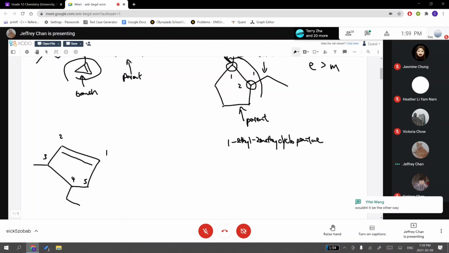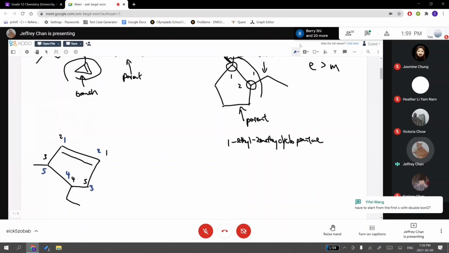Question 5, sure, I'll do question 5. Why would it be the other way? If you go the other way, it would be 1, 2, 3, 4, 5. Your branches would be 4 and 5. If I count using the black one, it would be 3 and 4, right?